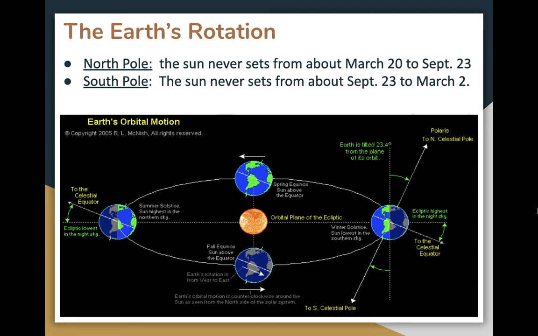Okay, so the poles. At the North Pole, the sun never sets from about March 20th to September 23rd. So right now they're in a period of sun. At the South Pole, the sun never sets from September 23rd to about March 20th, is what that should say. And so they go opposite of each other.